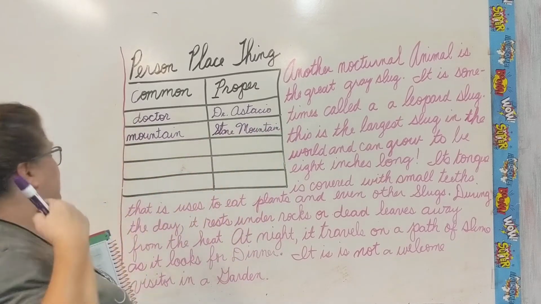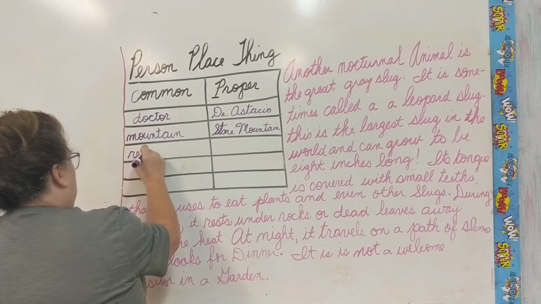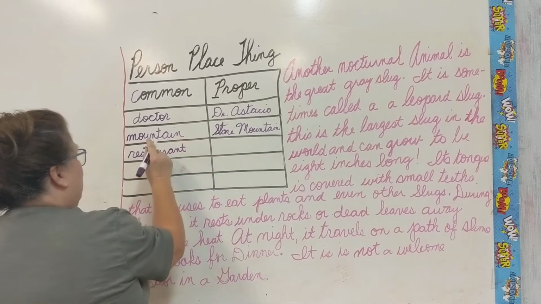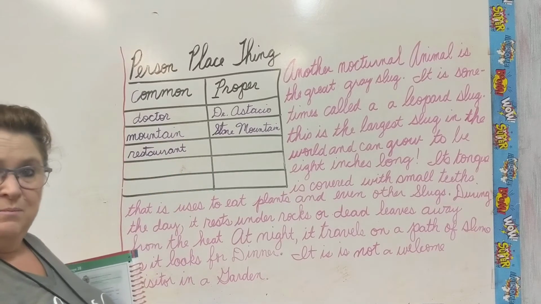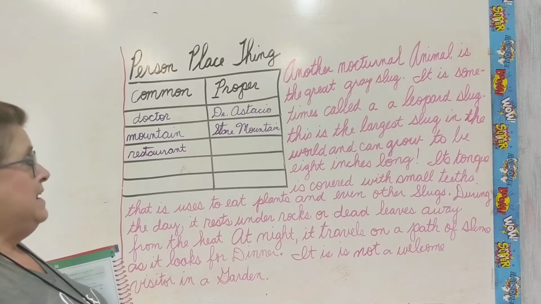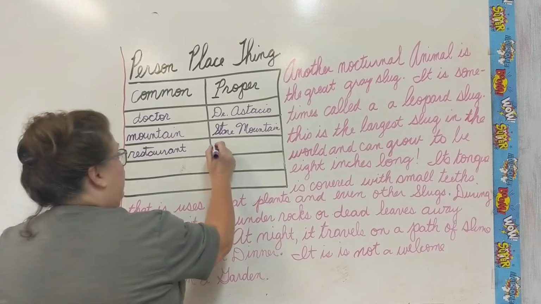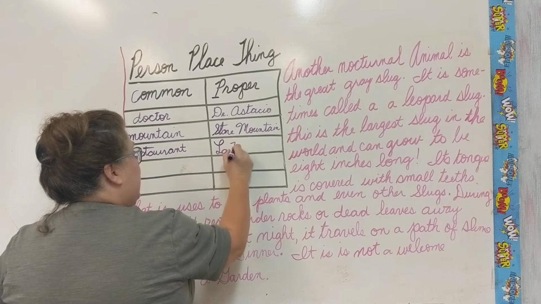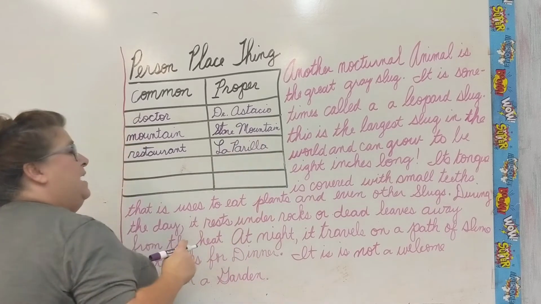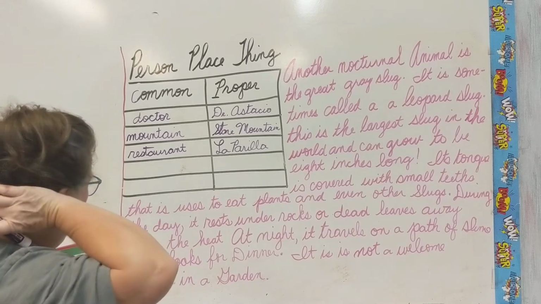Let's talk about a restaurant. Now, are we talking about any particular restaurant? Have we given a restaurant a name? No, we're just talking about restaurant. But when we give it a name and we say La Paria, then we now have a proper noun, because we have given our restaurant a name, La Paria. It's my favorite Mexican restaurant.